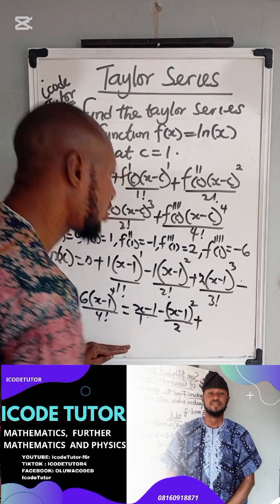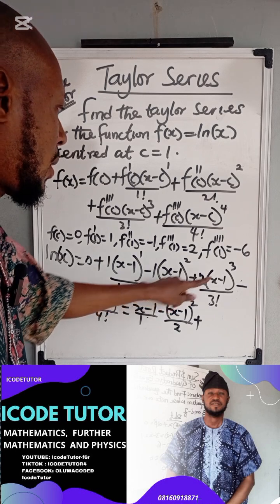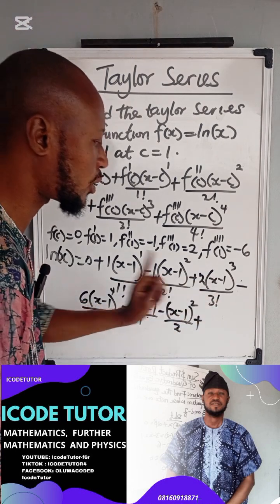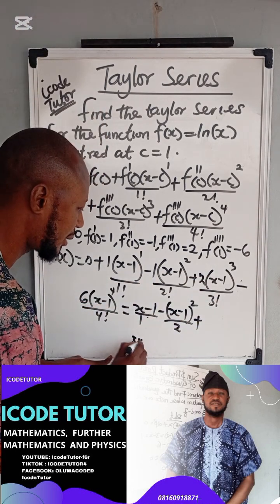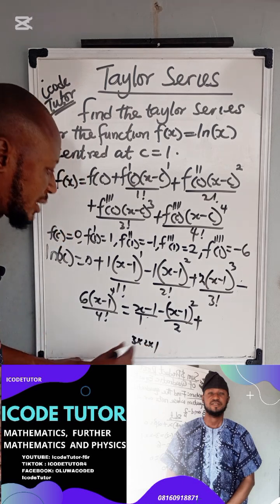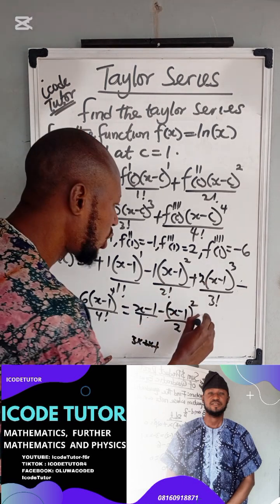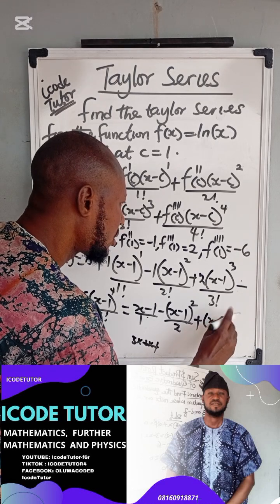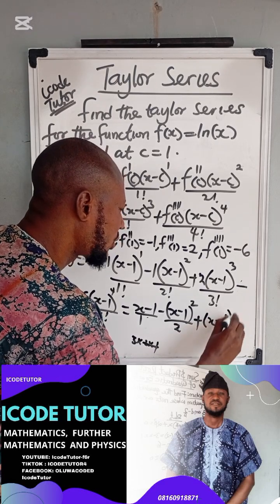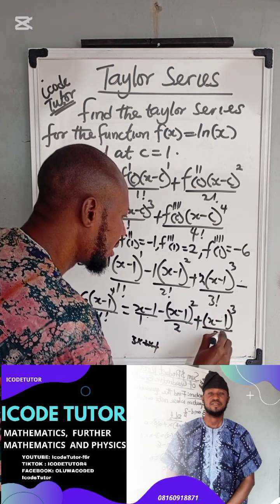Now, the next one is plus 2 into, now don't forget that 3 factorial is 3 times 2 times 1. That means that 2 times 2 times 1 has cancelled these 2. We are left with 3 here. This one will be x minus 1 raised to power 3 divided by 3.